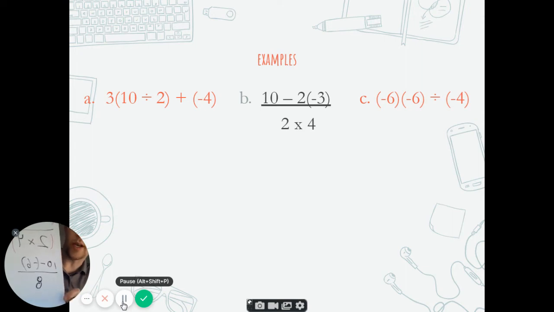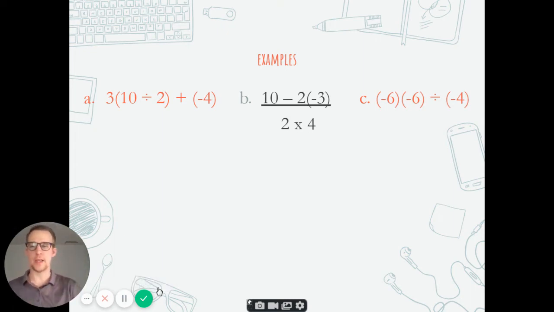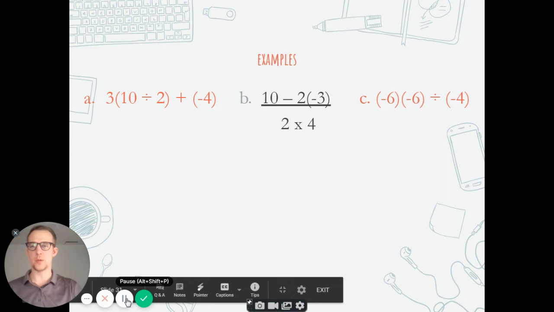Okay, so I've solved the multiplication first. Now I'm going to do the subtraction. 10 minus -6 is 16, because when you subtract a negative, you become more positive. And 16 over 8 is equivalent to 2. Okay, let's do the last example. So again, it's really important that you follow these steps, that you go through and do things systematically, and that you follow these rules that apply to integers especially.